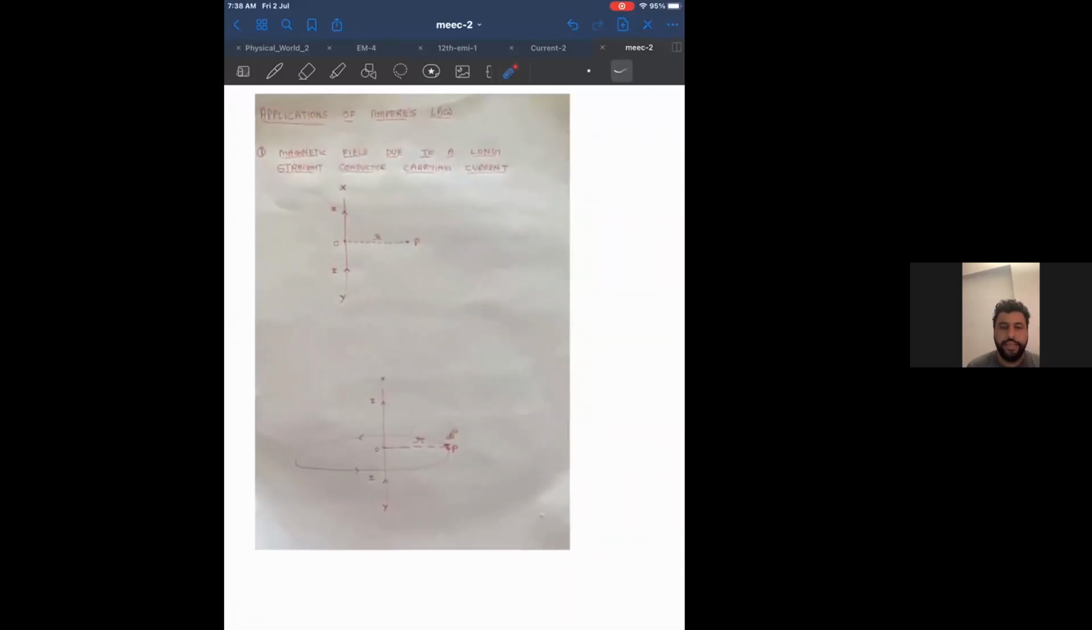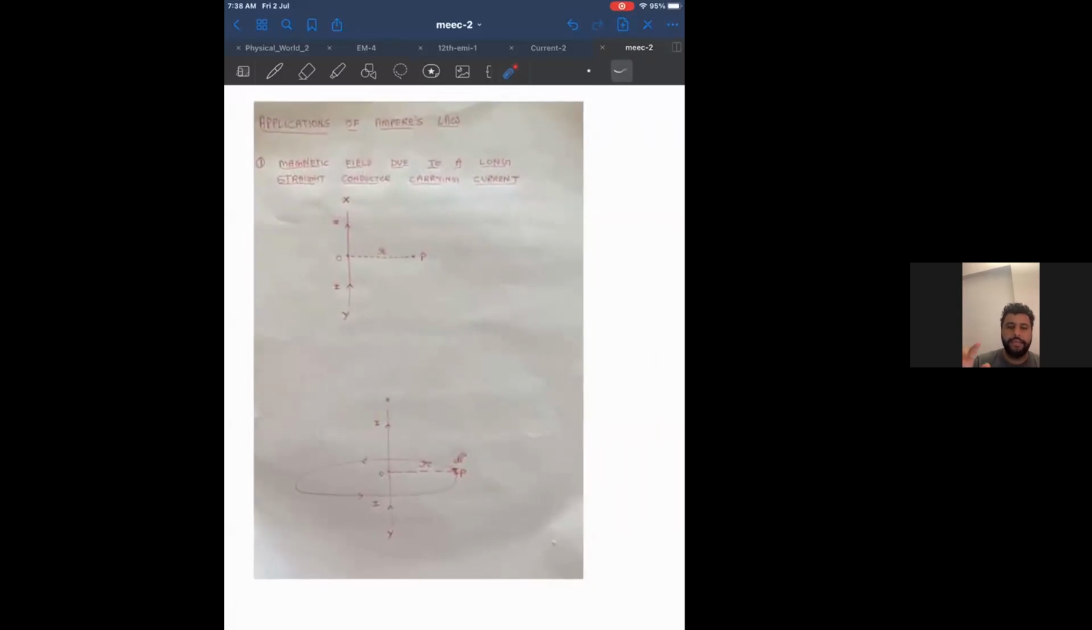So first one is, see this side heading. Can you read the side heading? It is written application of Ampere's law, correct? And what is the first application? I have to find the magnetic field due to a long straight conductor carrying current. Please look at the screen. I have to find what is magnetic field at a point, and where is that point placed? It is placed next to a wire which is carrying current.